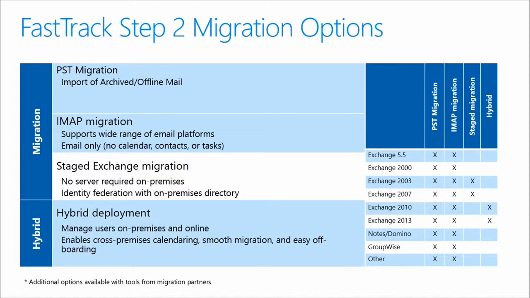Yep. And then we get to stage migration, and you see there it's supported for 2003 and 2007. And that stage migration doesn't require on-premises architecture, and identity federation with on-premises directory is what it really requires. It requires that AD to be able to populate the GAL so that we can have the users to move them on board. And then hybrid deployment, and you see the check boxes with 2010 and 2013.